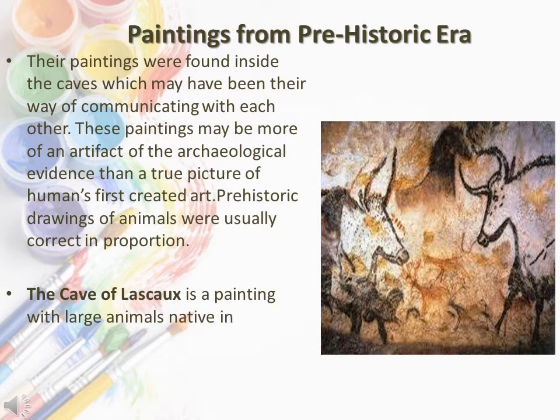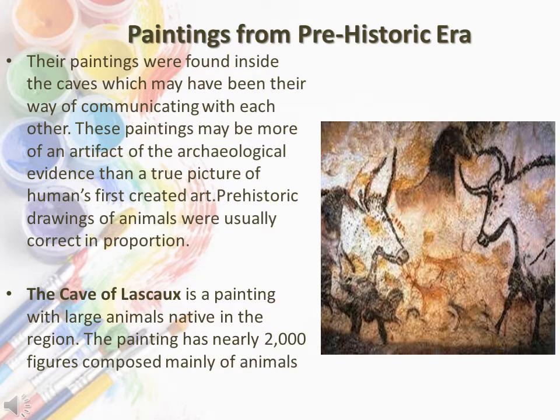The Cave of Lascaux is a painting with large animals native in the region. The painting has nearly 2,000 figures, composed mainly of animals, human figures, and abstract designs.